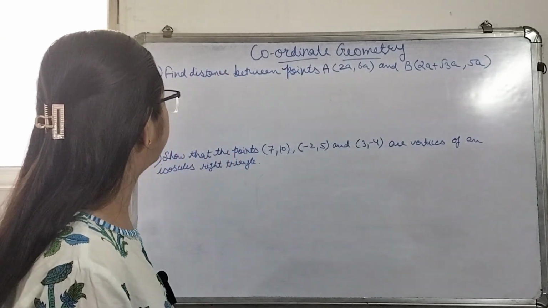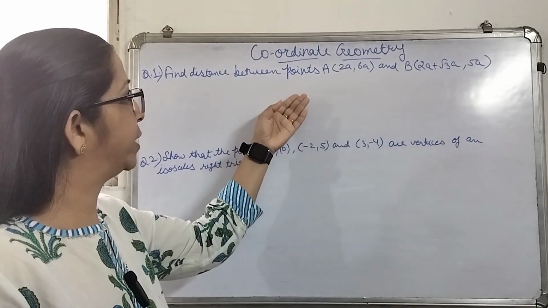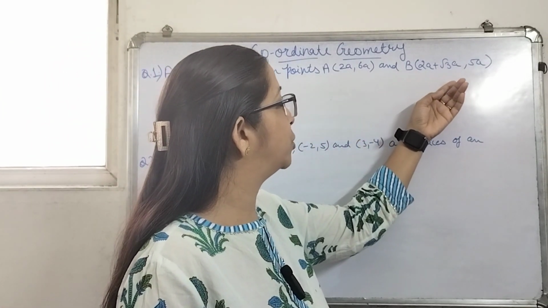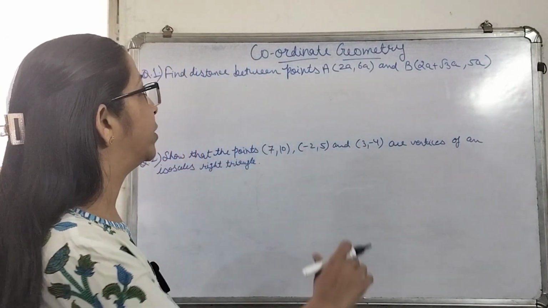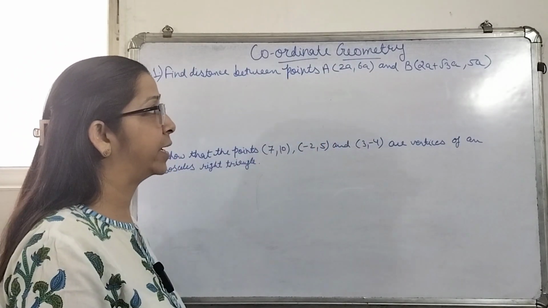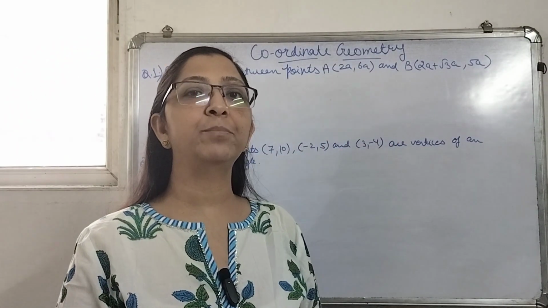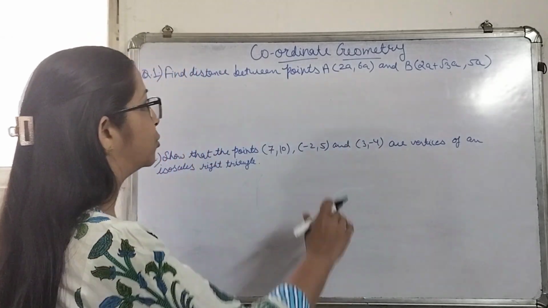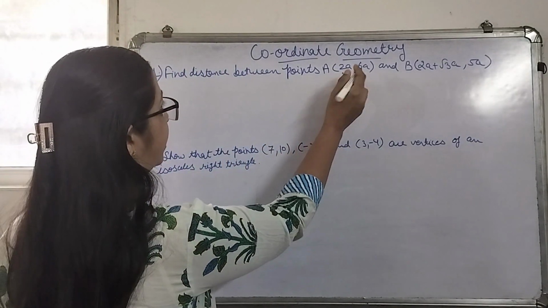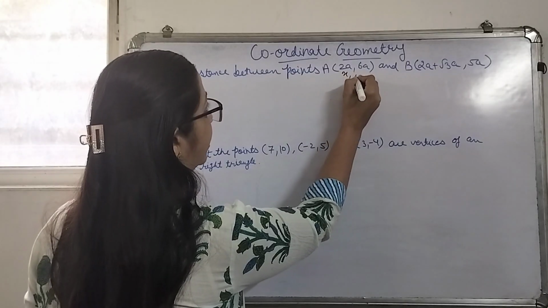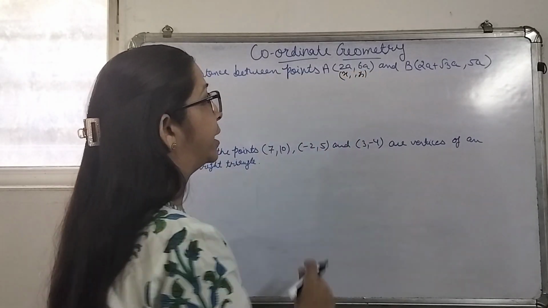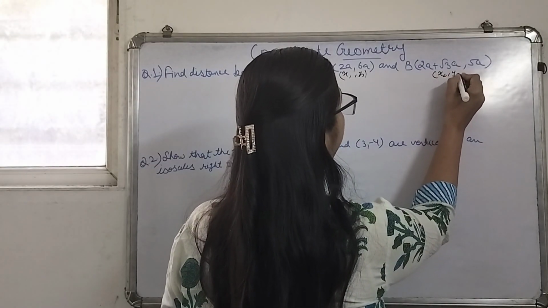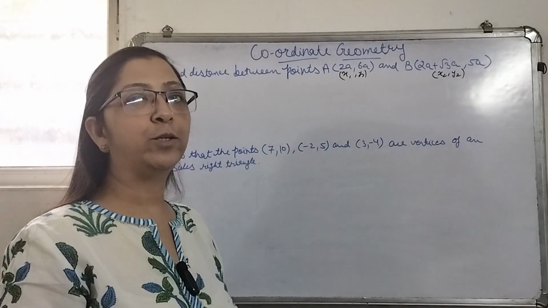Now let's start. Find the distance between points A, that is (2a, 6a), and B, that is (2a plus root 3a, 5a). So over here, one point is given to us as A, another point as B. We have to find the distance between these two points. Suppose this is your x1, y1, which is coordinate A, and this is your x2, y2. These are the coordinates of any two given points.